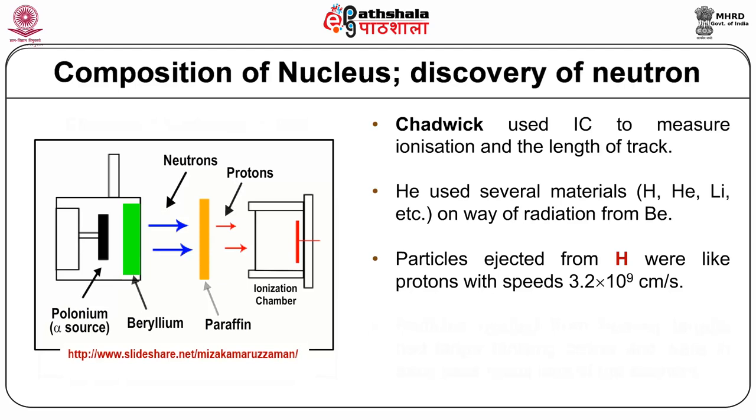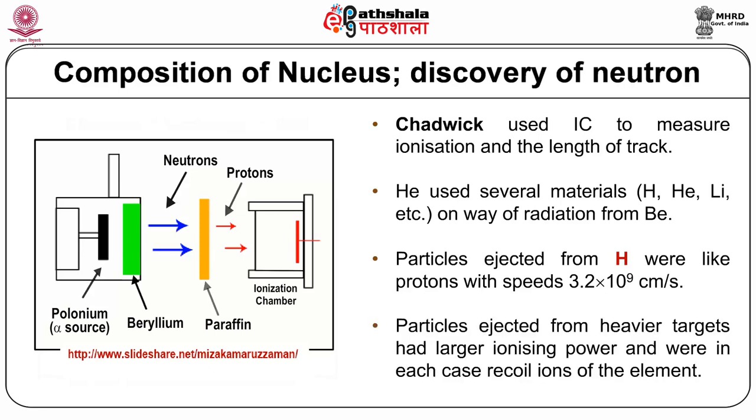So remember, previously people used paraffin wax all the time, but Chadwick replaced this paraffin wax slab with several other materials, that is hydrogen, helium, lithium, and in that process he found that the particles ejected from the hydrogen were like protons with a speed of 3.2 times 10 to the power 9 centimeters per second. Now he also concluded that when he replaced this foil by heavier materials like helium, lithium, etc., the particles ejected from heavier targets had larger ionizing power and were in each case recoil ions of the element. So this was a very important observation he made.